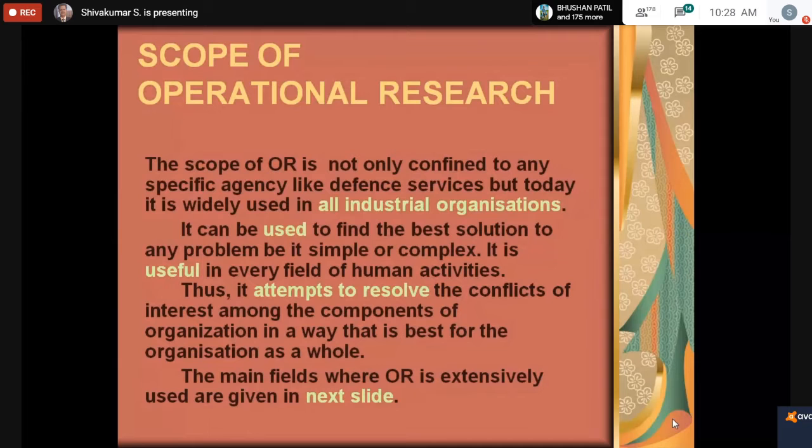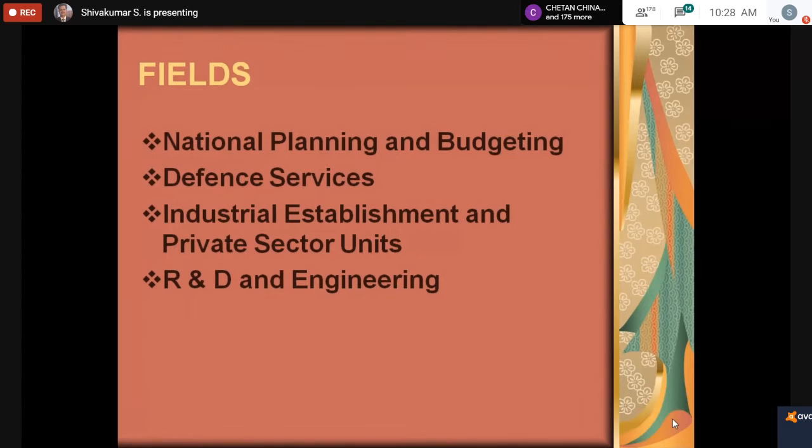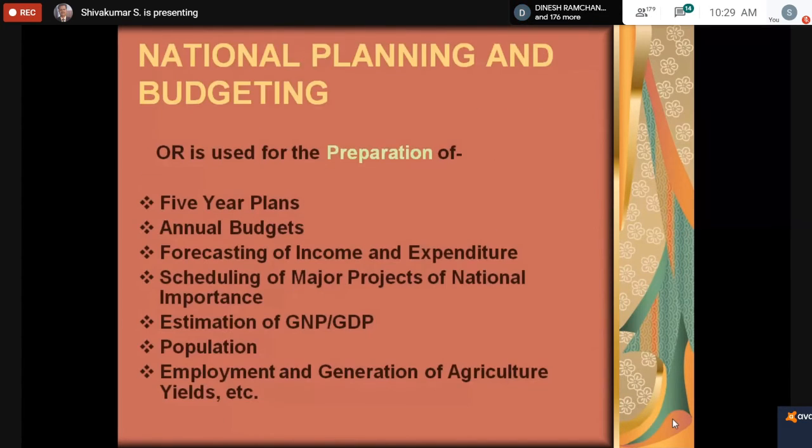The main fields where OR is extensively used are given in the next slides. Scope. Fields: national planning and budgeting, defense services, industrial establishments and private sector units, R&D, and engineering. These are the fields where OR is widely used. R&D means research and development.